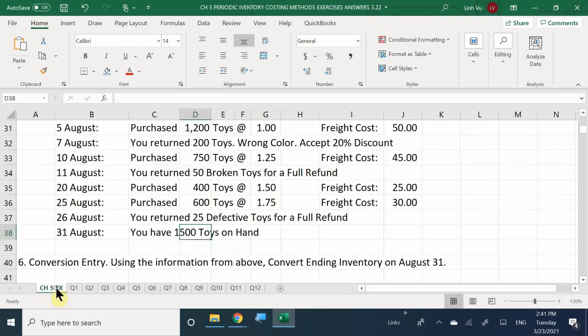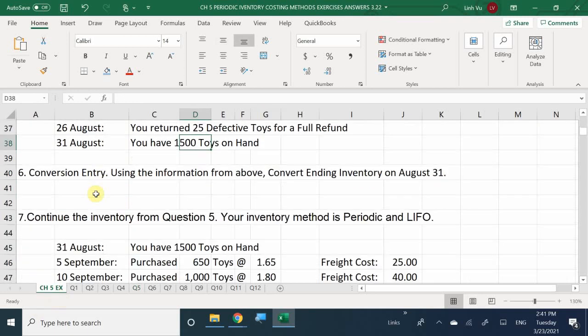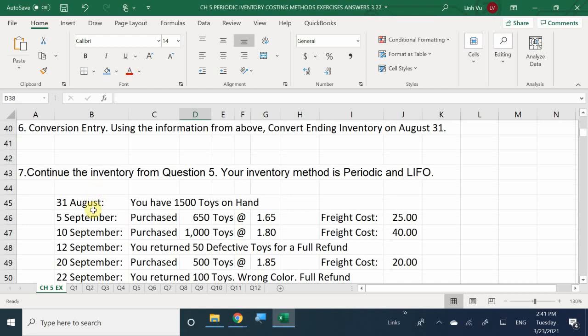Okay? So now, scenario or question number 7 says that we're going to continue on with the inventory from question number 5. Your inventory method is once again periodic, and it's still LIFO. But this time, what do we have that's different? We actually have a beginning inventory, right? Because we're continuing on from the previous month, so August 31st, you should have had 1,500 toys on hand.